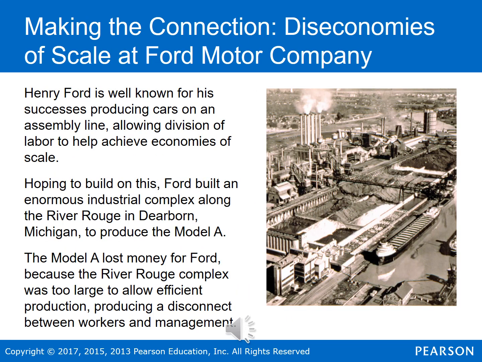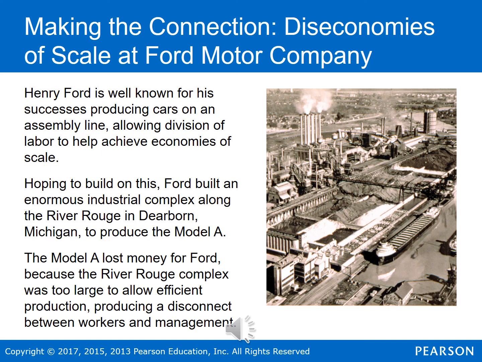Henry Ford discovered diseconomies of scale the hard way. So obviously we know him for his success at creating an assembly line and using it to produce cars at extremely low cost. It allowed him to build up a division of labor within his firm. So because we had all these different people focusing on just one small component of the job, they became much more efficient than we saw with other firms that were still having small teams build a car from the ground up. So, hoping to build on this, Ford built an enormous industrial complex, one of the largest factories ever, at River Rouge in Dearborn, Michigan, and that was going to produce the Model A.